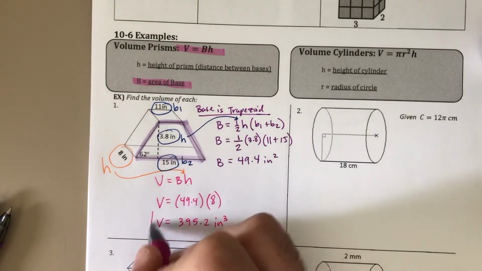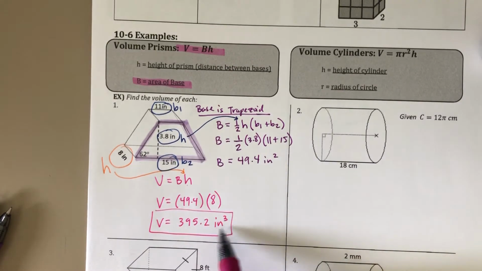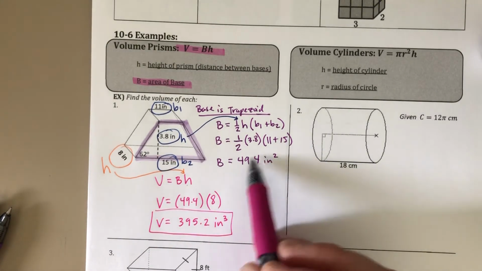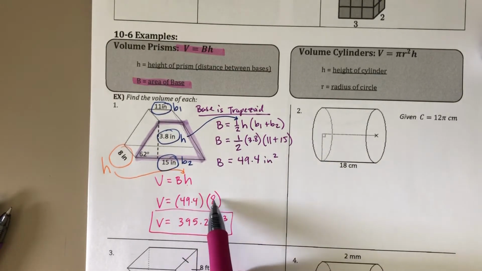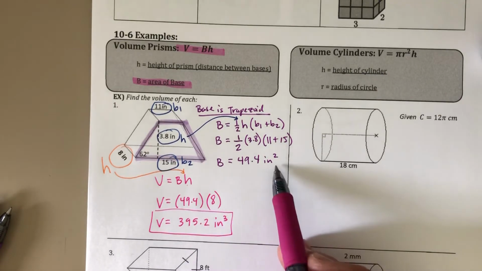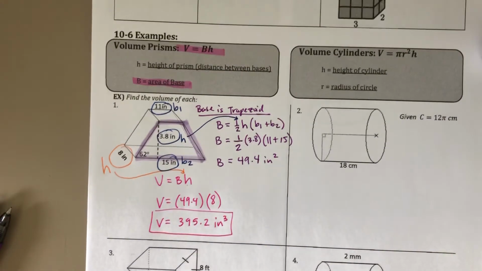cubic inches now, right? We're looking at cubes. How many cubes fit into there, right? So area is in square inches. So this is square inches times inches. So inches squared times another inches gets you inches cubed. Okay? So there's our first example for a prism.